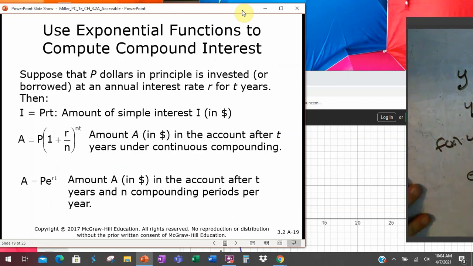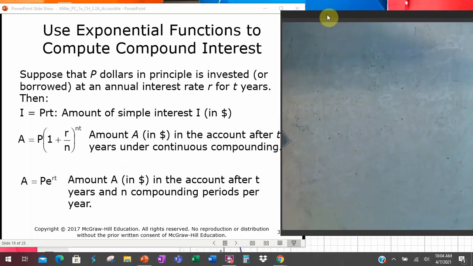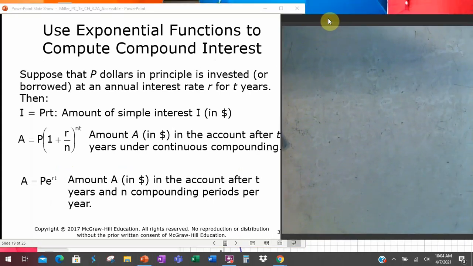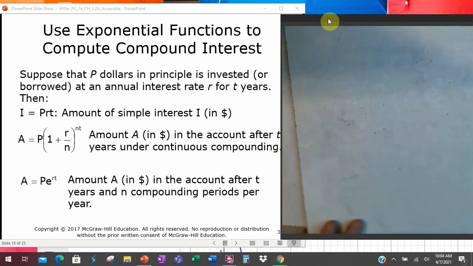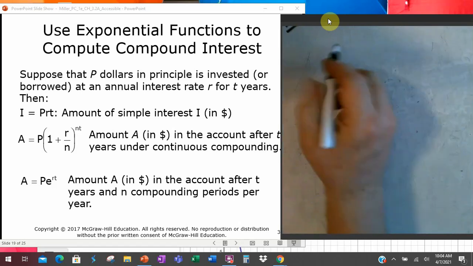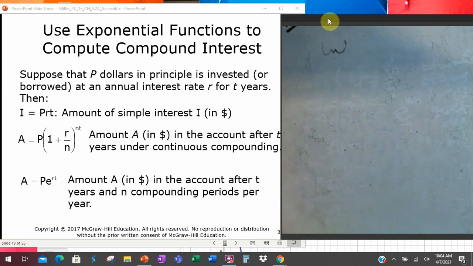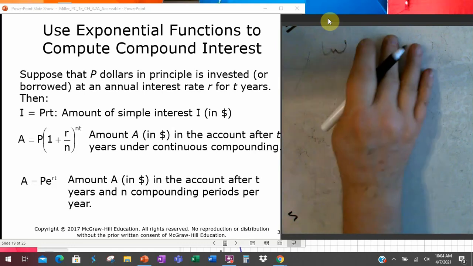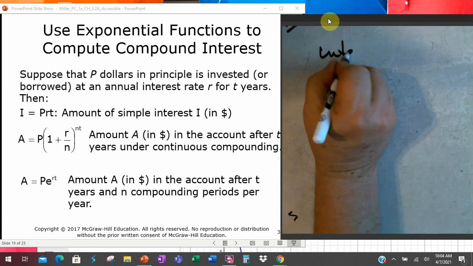Okay, so one of the applications that we're going to do is focus on interest. And there's going to be 3, hold on just a second, let me see. Anyway, okay, so interest.